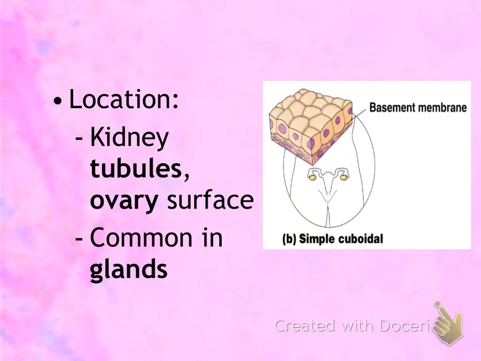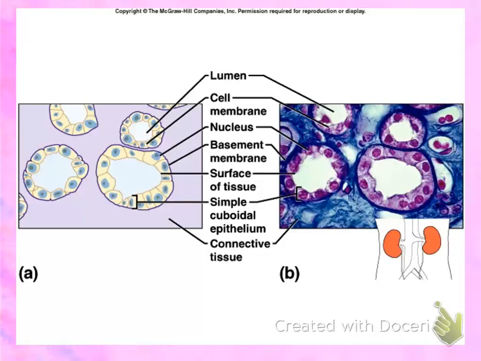The locations for simple cuboidal are the kidney tubules, which are the tiny tubes inside the kidneys, and also the surface of the ovaries, and they're a common type of epithelium found in glands. Here is a diagram of simple cuboidal epithelium. The first thing you need to do is be able to identify where the actual tissue is, and it is surrounding this opening. Remember, epithelium always has to have one side that is exposed to the outside.